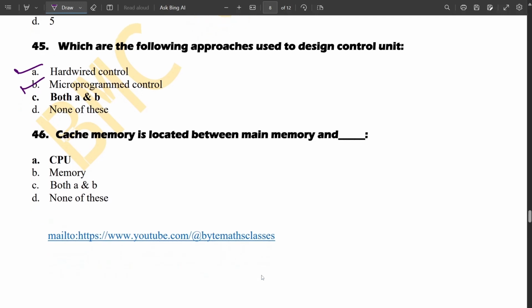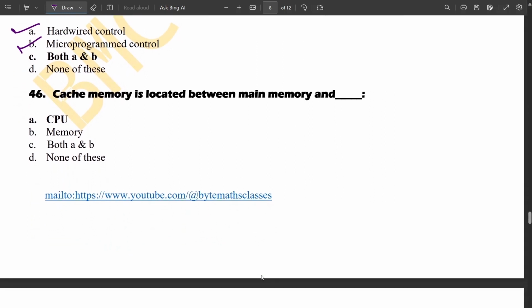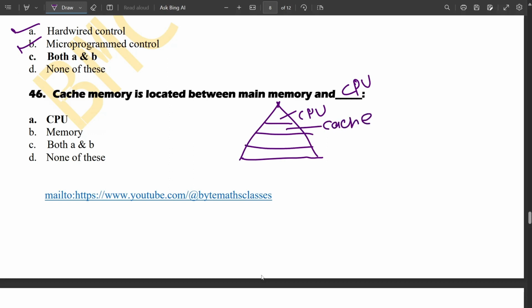Next, cache memory is located between main memory and CPU. In our previous first video, we have discussed this very deeply. Like this, there is a structure. This is your CPU memory, this is your cache memory, and this is your main memory. So the cache memory is between CPU and main memory. Okay, so option is A.